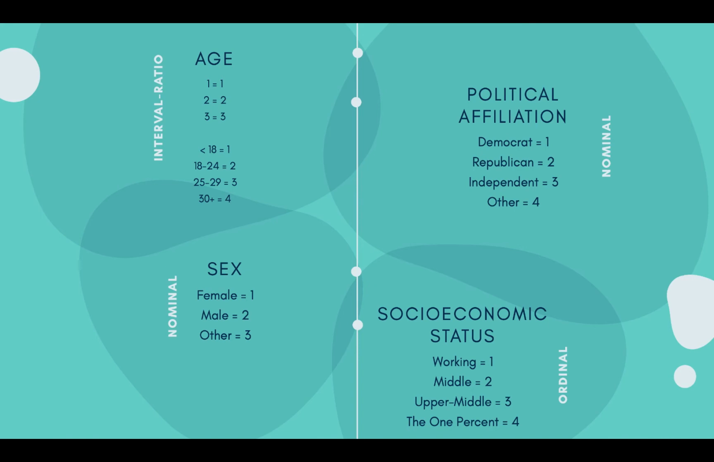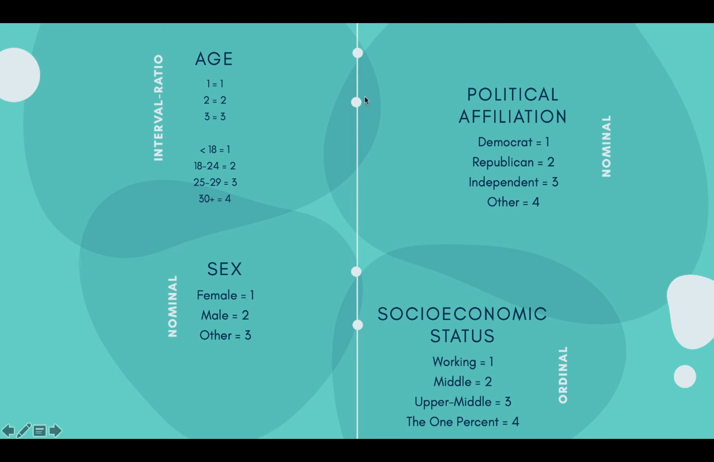Sex here is a nominal variable, even though we have numbers attached to it. That's because they're categories. One's not better than the other. Same for political affiliation. Socioeconomic status here is ordinal. We can rank order, but we don't know the distance between working and middle, and between middle and upper middle, and between upper middle and the 1% aren't the same. You might even say that the distance between upper middle and the 1% is much larger than the distance between working and middle. And then finally, we have interval ratio.